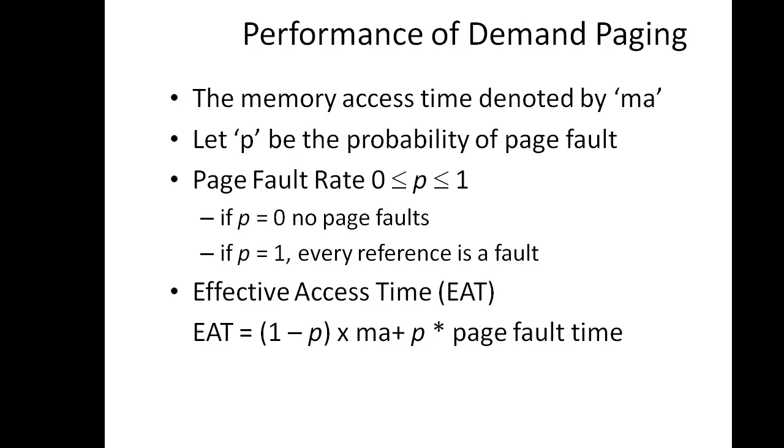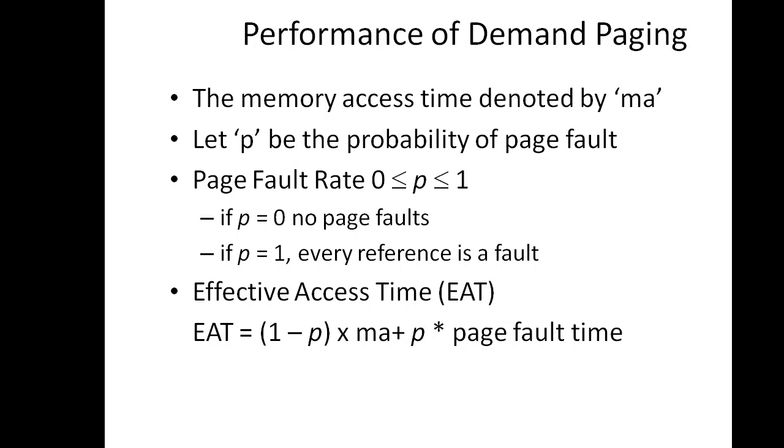Let us consider this. Let p be the probability of a page fault, and memory access time will be denoted by MA. This probability of page fault should range between 0 and 1, so p is greater than or equal to 0 and less than or equal to 1. If p is equal to 0, that means there are almost no page faults. We are always trying to minimize the value of p, so that it reaches 0 and no page faults occur.